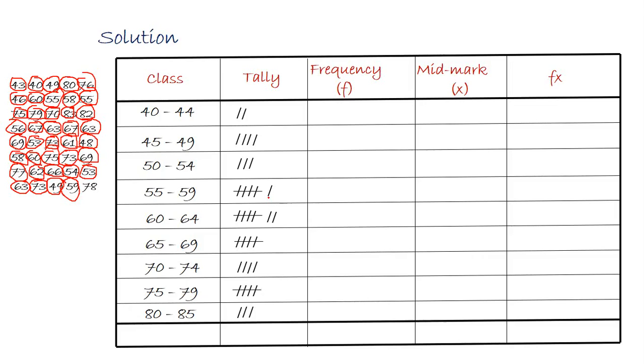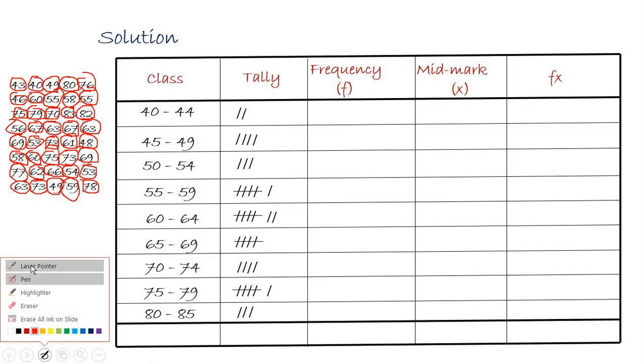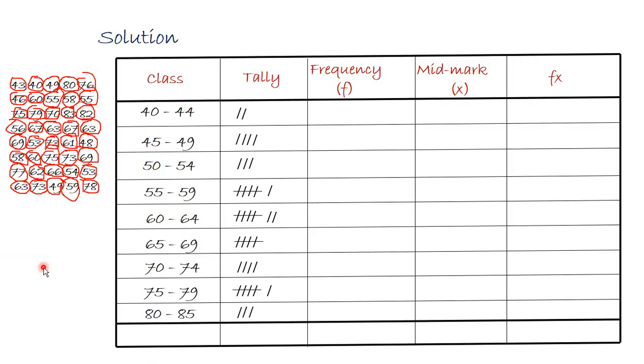And then lastly 78 lies in the class of 75 to 79. Have it here. So we are done with tallying. What we now need is to count the tally, and then after that we shall be positioned to have the frequency. So we start by counting.